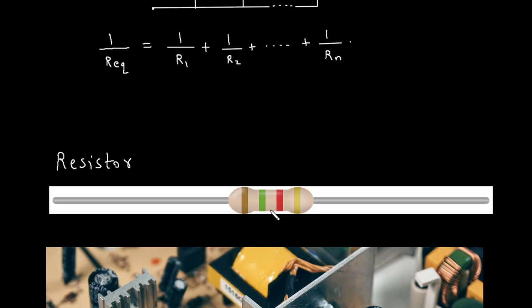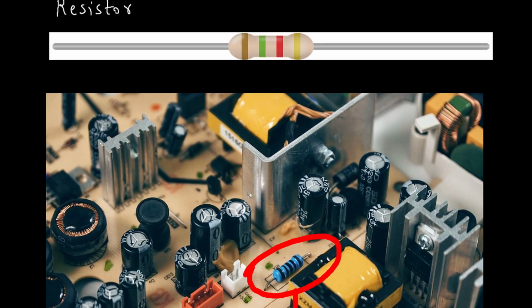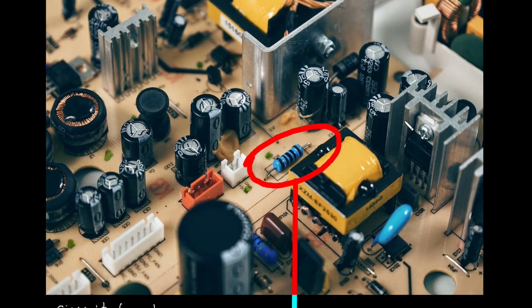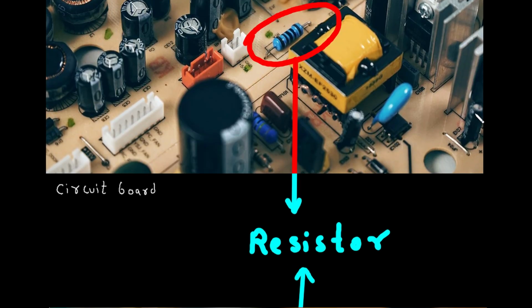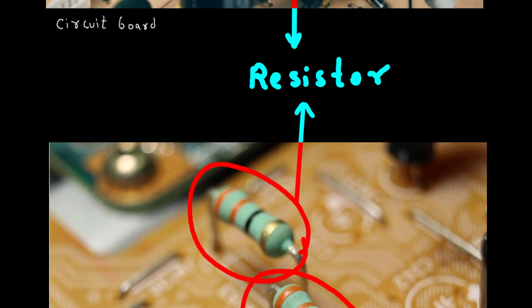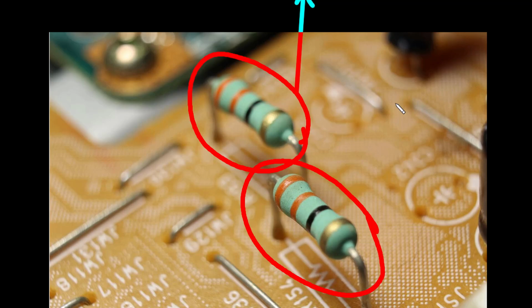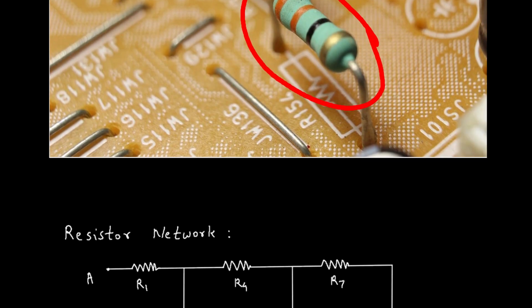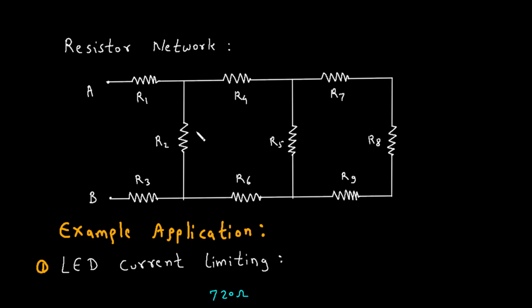This is how a resistor looks like. Here we can see in this circuit board, this is the resistor, this is a capacitor and all the other electronic components. But here we can see this is the resistor. Then again, these two are the resistors. Here we can see this is a resistor network. There are many resistors connected in this circuit or in this network.